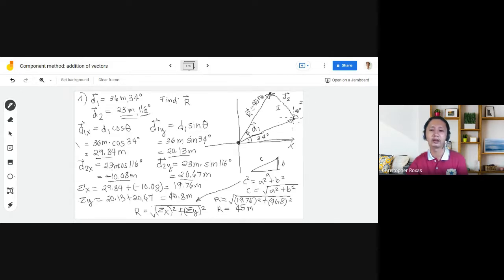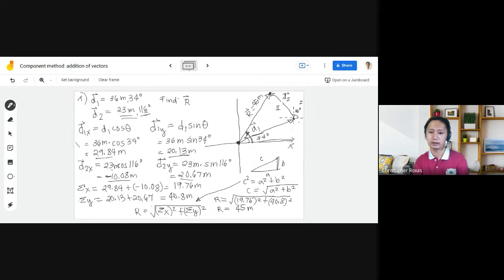So kung nag-graphical method tayo and you measure it with your ruler, that will be equivalent to 45 meter. So how about the direction? Kung nag-graphical method tayo, you will measure it with the protractor, di ba? And you will get the direction. Paano kung component method tayo? Okay? So gagamitin na natin yung tangent. Okay?